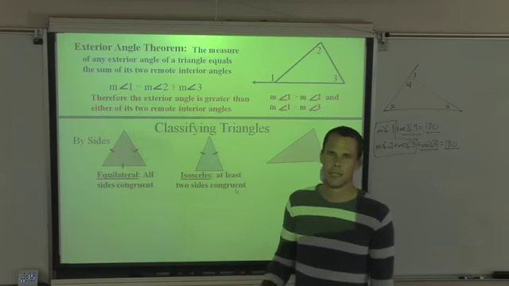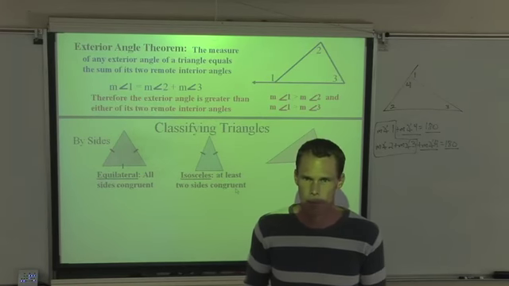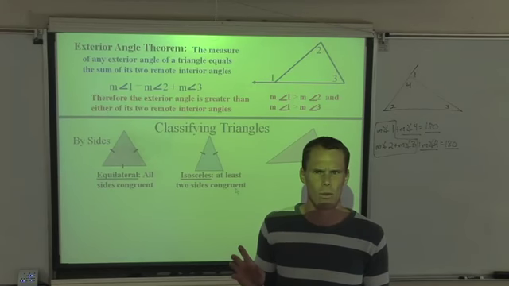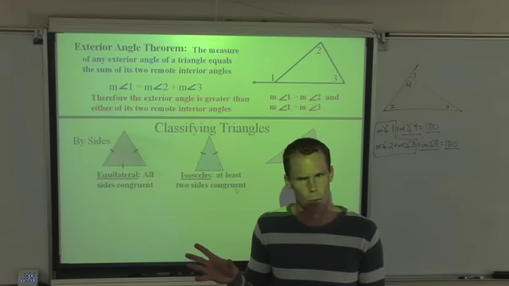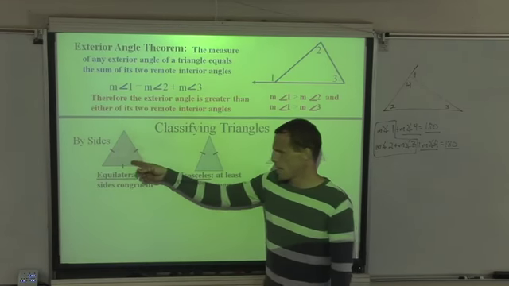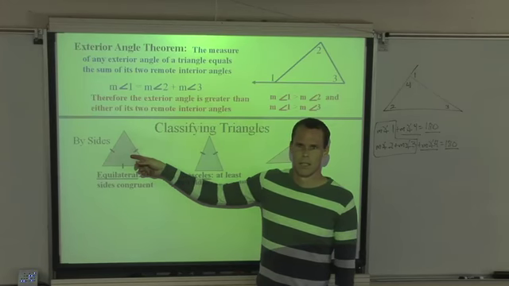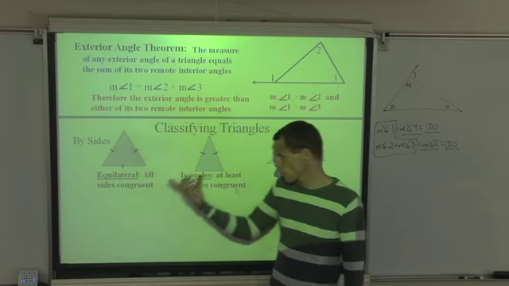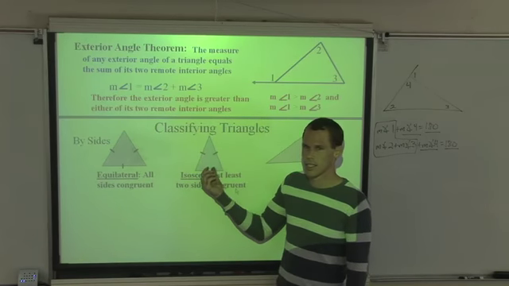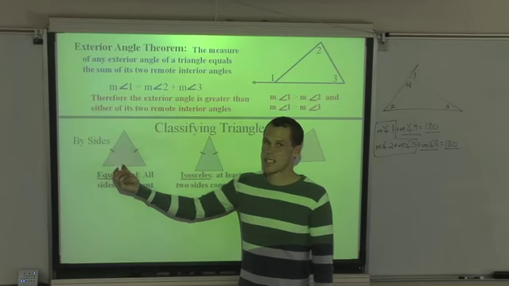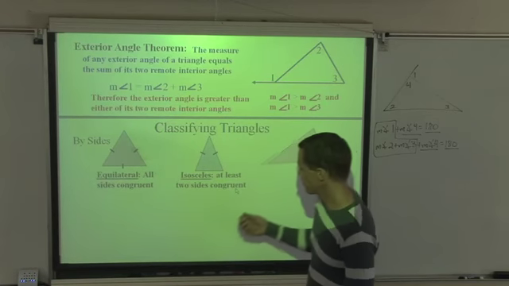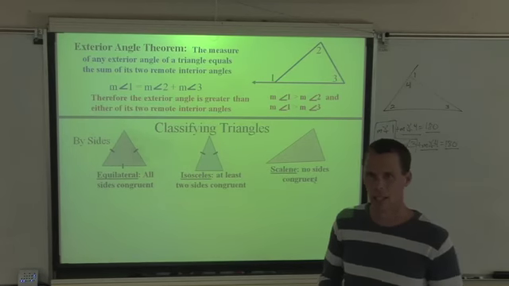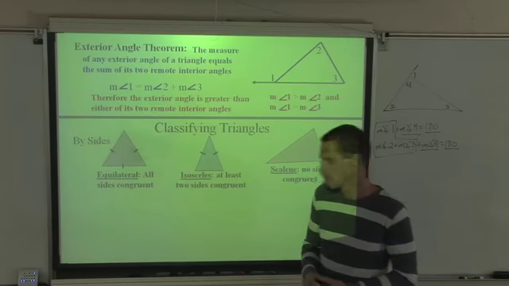Isosceles. Isosceles means there are at least two sides congruent. Now, if we're really paying attention, we understand, wait, at least two sides congruent? What does that mean? Why at least? How come it doesn't just say 2? Because this is an isosceles triangle as well. This is just a very special isosceles triangle that has the third side. So 2 sides, isosceles. 3 sides, still isosceles, but a better name is equilateral. Finally, we have the triangle that has no congruent sides. This is called scalene. Hopefully you're already familiar with these words.